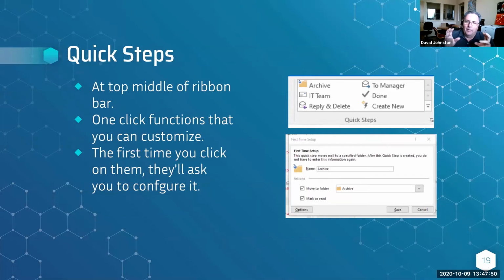So up at the top of your screen, you'll see a little box and it says quick steps. And so those are kind of one-click functions and you can customize them. And typically the first time you use them, it may ask you to configure it, but there's some cool things up there.